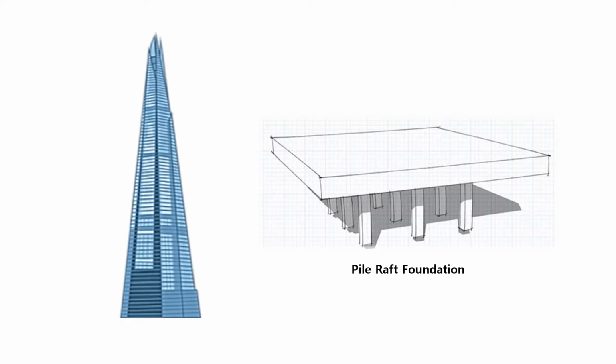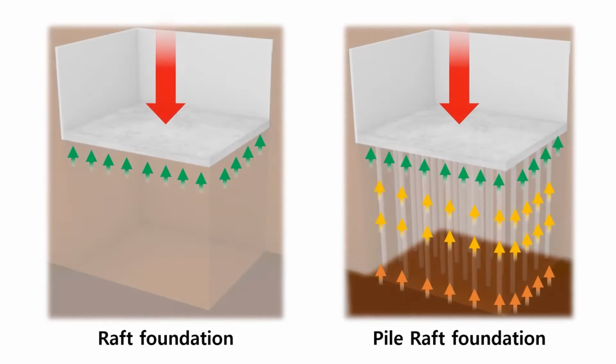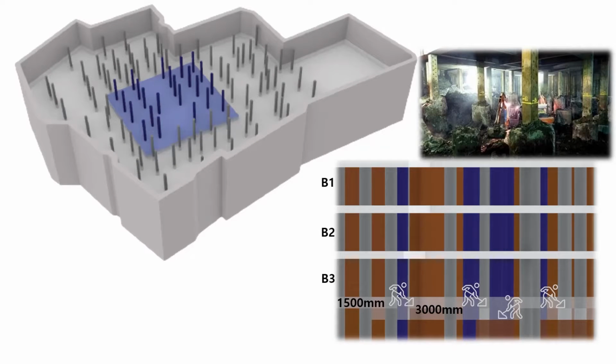The Shard used a piled raft foundation to take the huge load. Unlike a raft foundation, the piled raft foundation disperses the load to the piles. The raft directly below the core, which is expected to take concentrated load, was designed with 3-meter thickness, and the rest was designed with 1.5-meter thickness.